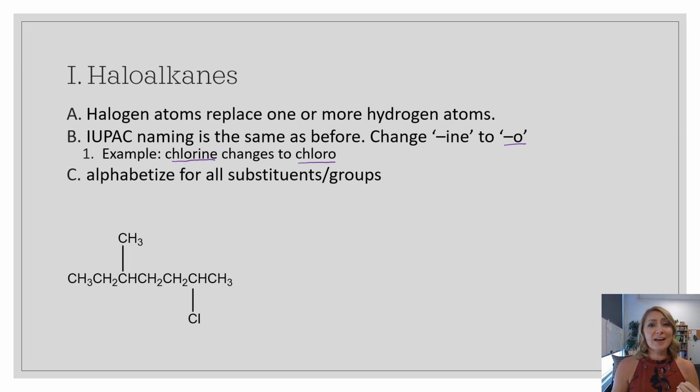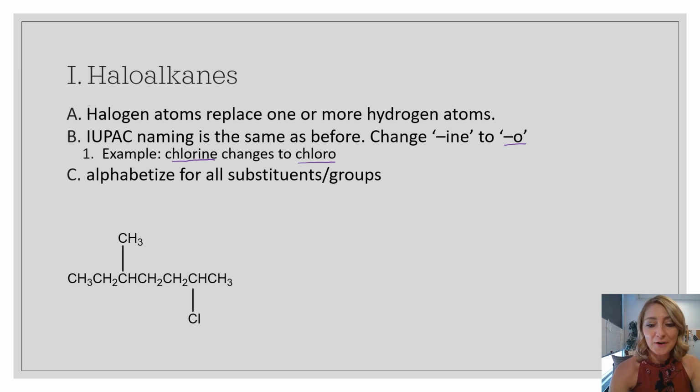You're going to make sure that you find the longest chain first. You are going to number the carbons so that your branches have the lowest number carbons possible. That means you may have to count left to right, right to left, up, down, up, and then you're going to alphabetize all of your groups or your substituents.